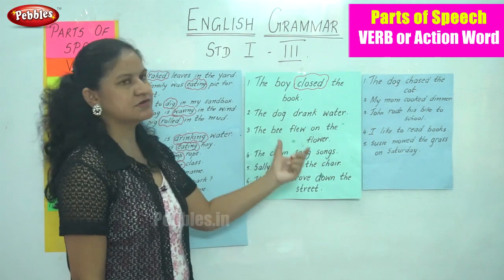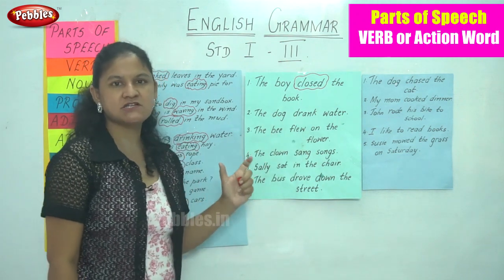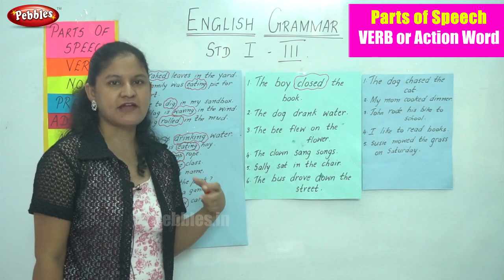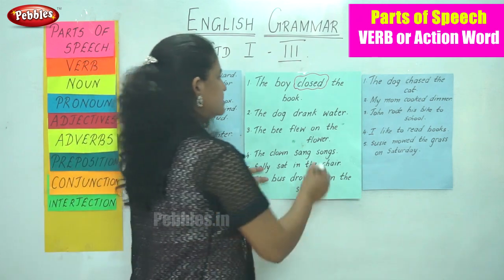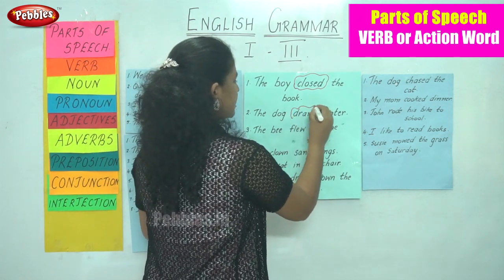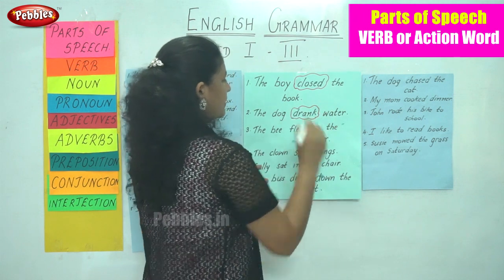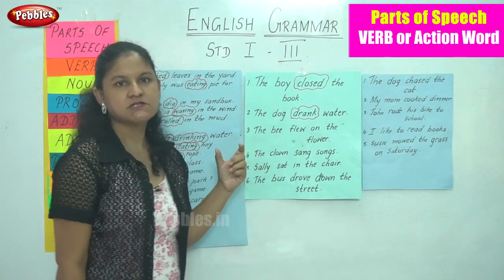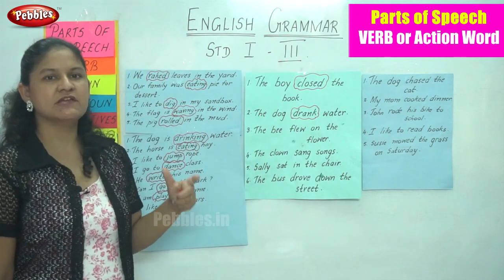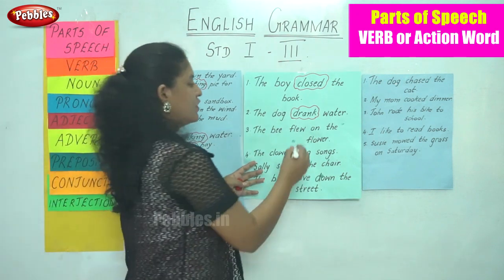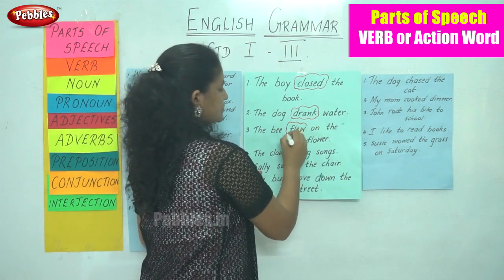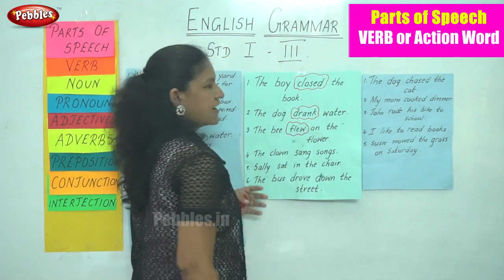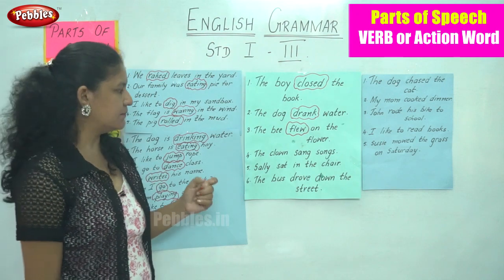The dog drank water. So what action is done by the dog? It drank or it is drinking water. So the word drank becomes the action word or the verb. The bee flew on the flower. So what is the bee doing? It is flying or it flew on the flower. So the word flew becomes the action being done by the bee.